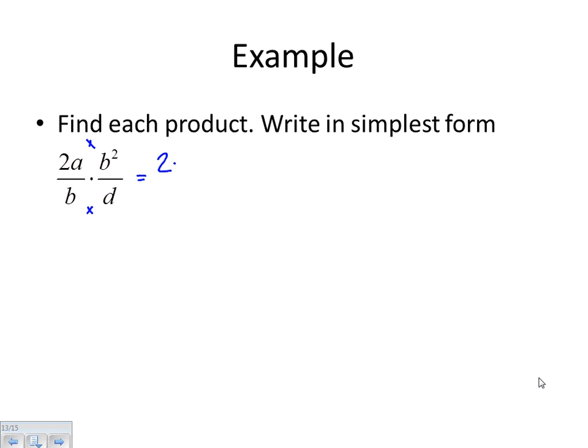So this is saying 2 times a times b squared, which is really b times b, all over b times d, which is written b times d. Now here I can really cross-simplify my variables. So I see that I have a b and a b in common. So I can go ahead and cross those out and simplify that a little bit further.